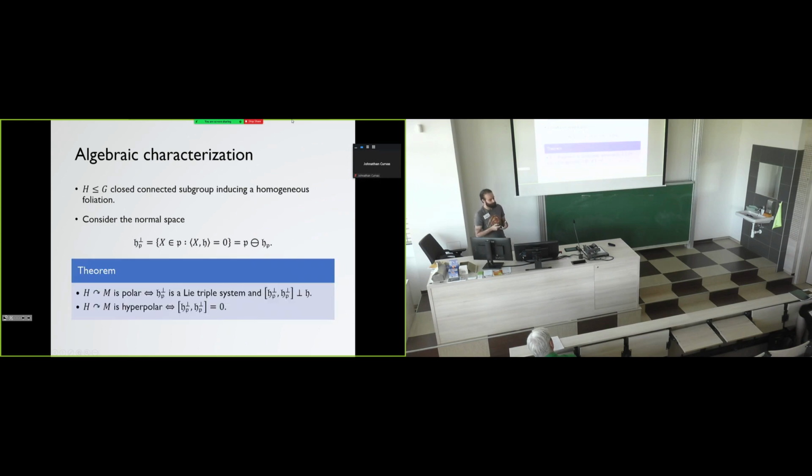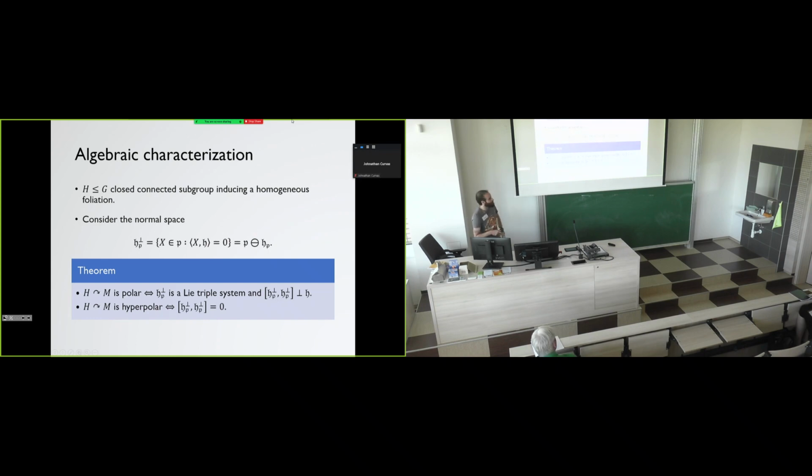So the algebraic characterization gives us the following. The action of H is going to be polar if and only if h_p perp is a Lie triple system, so that is, if it generates a totally geodesic submanifold and the bracket of h_p perp with itself remains orthogonal to h. This condition essentially means that this orthogonality remains true along geodesics. And as a direct consequence, we deduce that the action is hyperpolar if and only if h_p perp is an abelian subspace of p. So what is hyperpolar again? Hyperpolar means that the section of our polar action is flat. So in our case, it would be a Euclidean space.